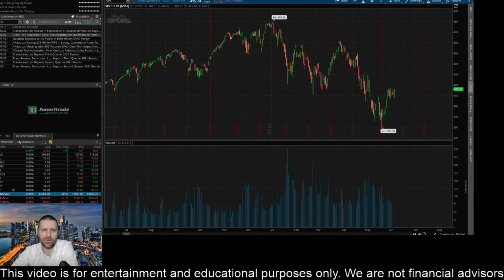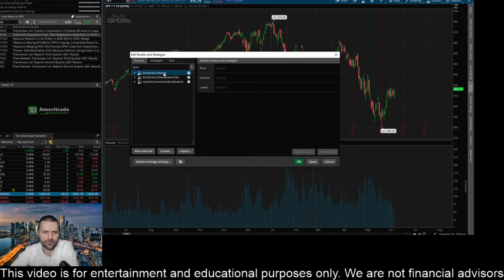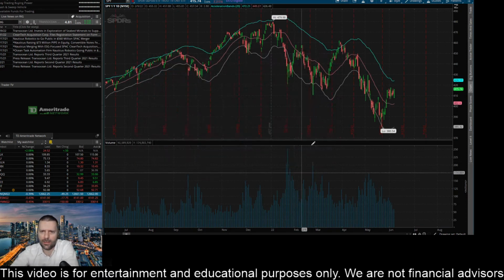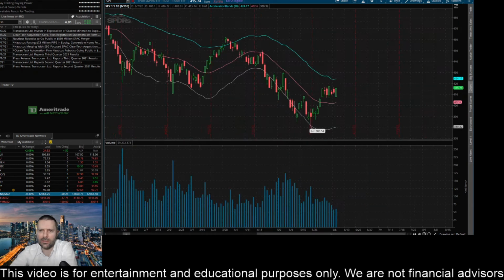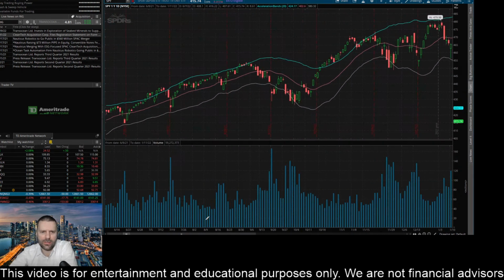Let's hop into ThinkorSwim here and slap this on the chart. In the upper right, I've got the studies button, then I'll click edit studies. Then I will search for acceleration bands. There it is, double click on it, click apply and click okay. All right, so we got it on the chart, kind of looks like Bollinger bands in a way. So let's talk about how we actually use it to make trades.